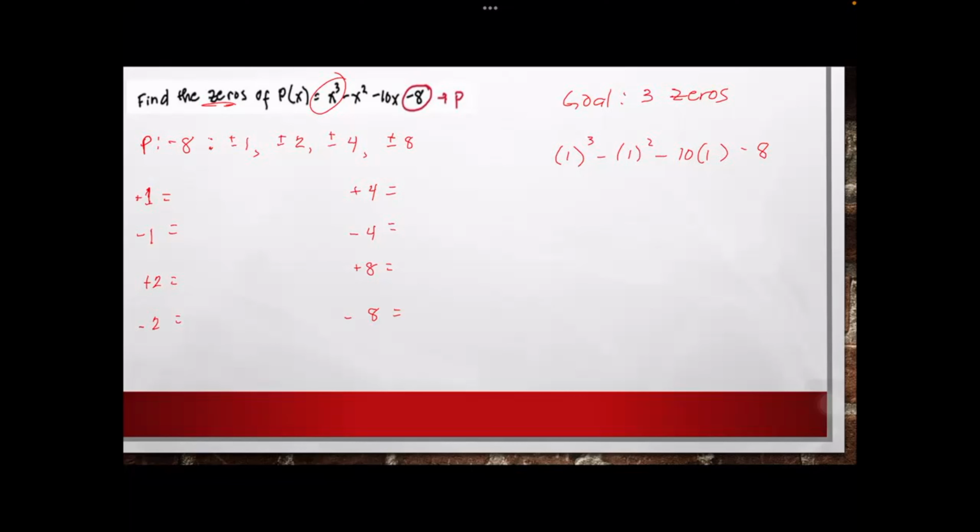So, try to substitute the positive 1. What will be the answer when it is positive 1? Yes, De Los Santos. Negative 18. How about Aure, do you have the same answer? Negative 18. Okay. Next, we have the negative 1. Let's substitute the negative 1.